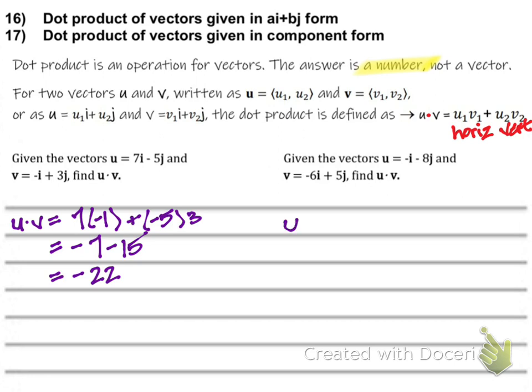Doing the same thing on the next one, u dot v, product of the horizontal components, negative 1 times negative 6, plus the product of the vertical components, negative 8 times 5. So we get a positive 6 minus 30, so negative 24.